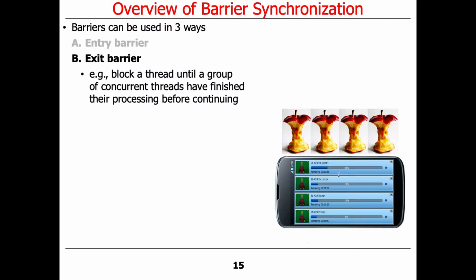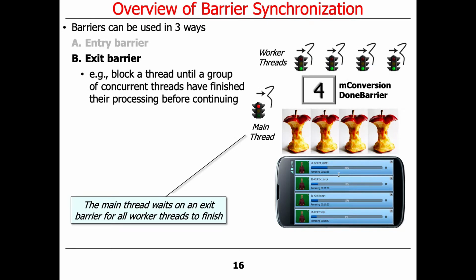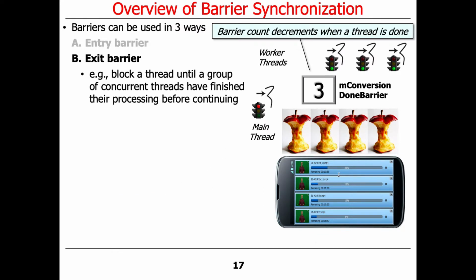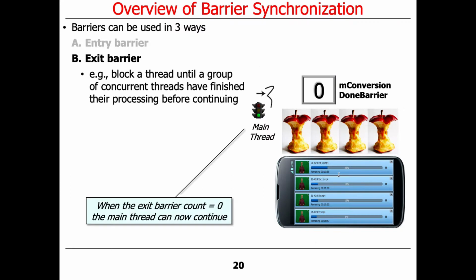Another form of barrier is called an exit barrier. For example, we might want to block a thread until a group of concurrent threads have finished their processing before allowing the first thread to continue. Using our image rendering engine as an example, here the main thread may want to wait on an exit barrier for all the worker threads to finish their computations. And as each thread finishes, it decrements the barrier count, which in this case is the conversion done barrier. And when that count drops to 0, the main thread can now continue.